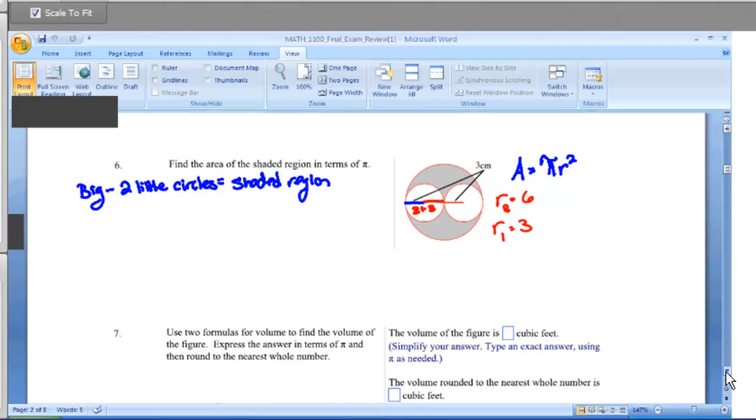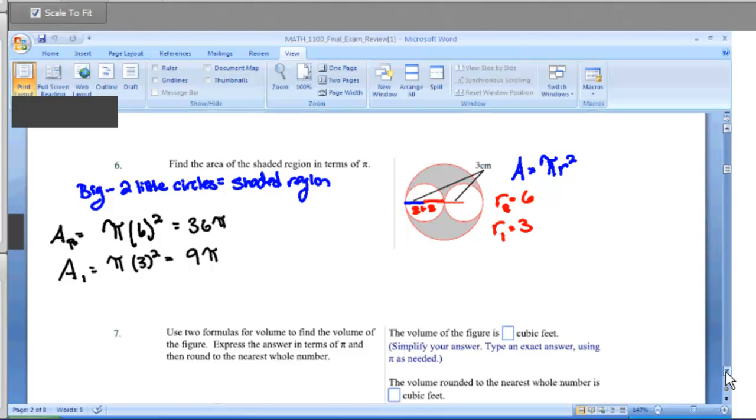So the area of the big circle is going to be pi, and then plug in the r of 6 squared. So there's our big circle, so the area of the big circle is 36 pi. And the area of the little circle is going to be pi, and then the r for that one is 3, so 3 squared, or 9 pi.